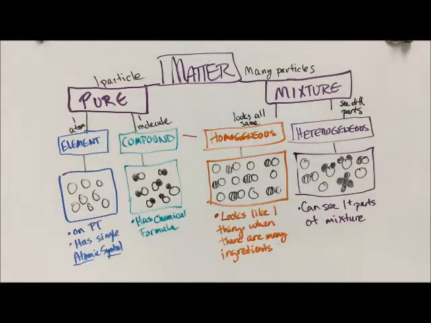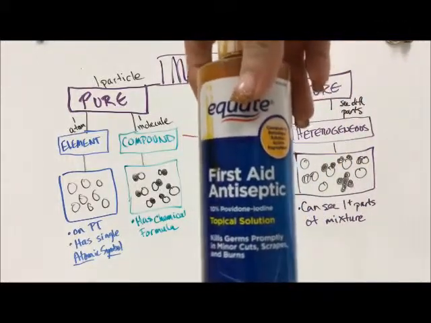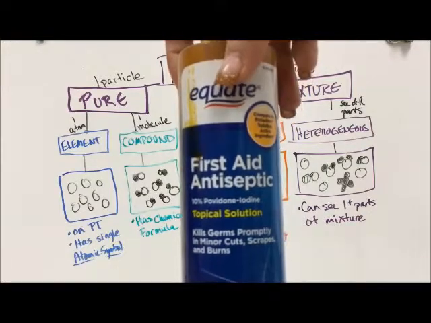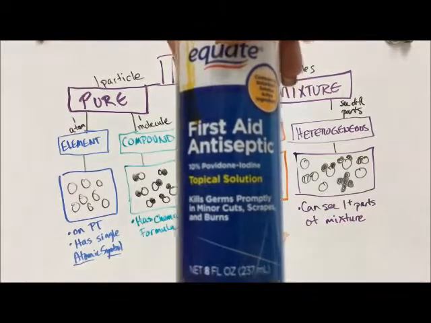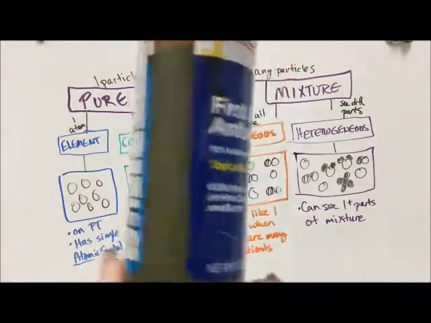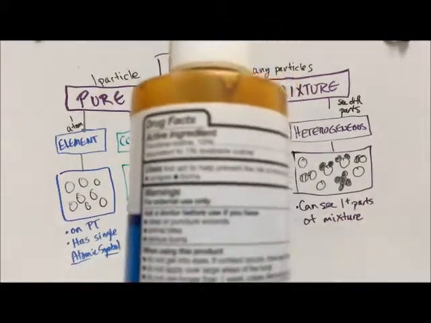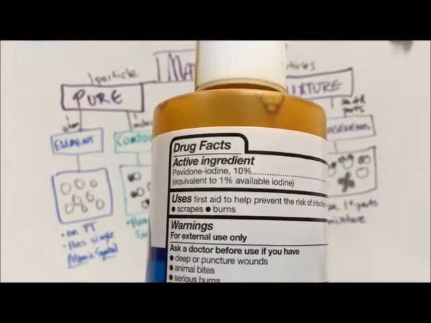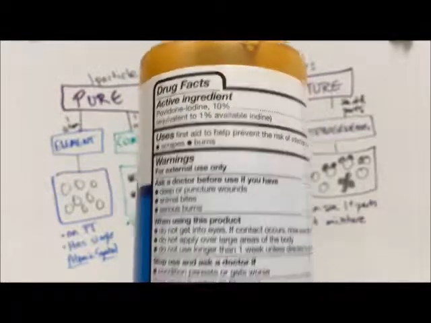So let's take a look at a few common substances. Here I have first aid antiseptic. It says povidone iodine topical solution, 10%. So iodine, we know, is on the periodic table of elements, so at first you might think, oh, maybe it's an element. But if we turn it around and look at the top, it says the active ingredient is povidone iodine, 10% available iodine. So there's definitely iodine in here, which is an element.